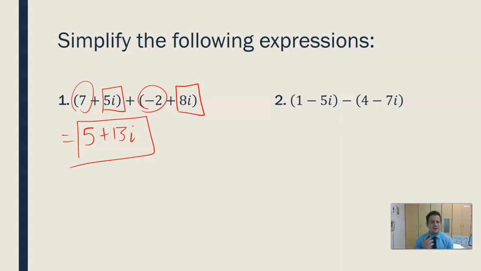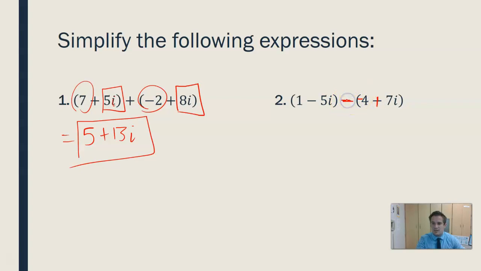Again, this is very, very similar to the last section when we talked about adding and subtracting polynomials, except now instead of x's and y's, I have i's. I treat them the exact same way. Now here, when I have 1 minus 5i minus 4 minus 7i, remember when I subtracted polynomials, that subtraction sign changed all of the signs in the polynomial that the subtraction sign was in front of. The same applies here. If I have a complex number that I am subtracting, this negative is going to change all of these signs here.